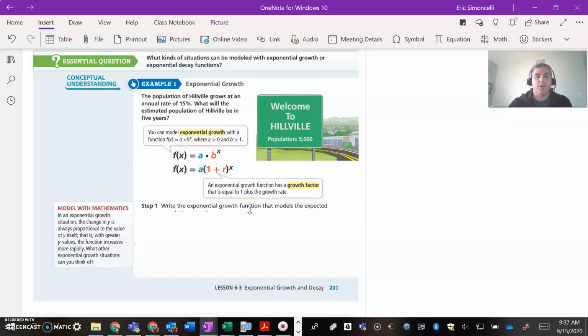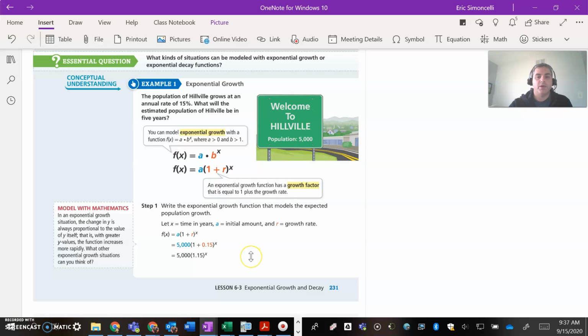Step 1. Write the exponential growth function that models the expected population growth. Let x equal the time in years, a equal the initial amount, and r the growth rate. So again, using this equation, f of x equals a times the quantity 1 plus r to the x power. We know the population is 5,000. We know the rate of growth is 15%. As a decimal, 0.15 is what we use. And then everything else is as is in the equation.